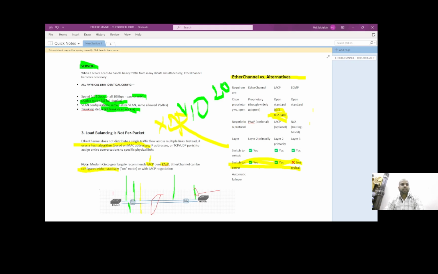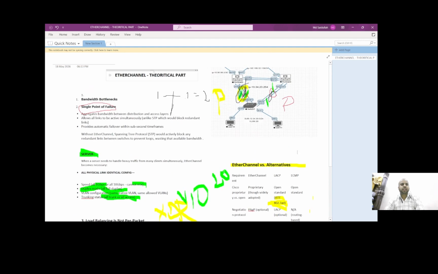Bismillahirrahmanirrahim. Today our topic is the EtherChannel theoretical part. We can see here EtherChannel. Basically, you can see my friend, EtherChannel again.